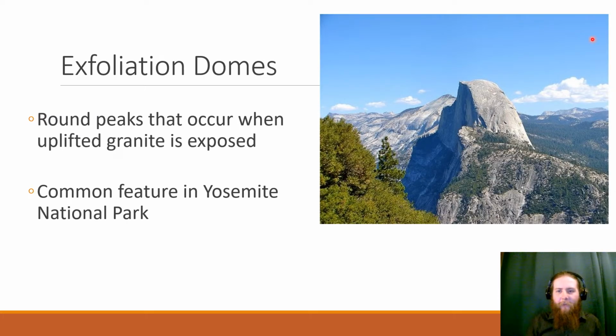We can also get these really cool exfoliation domes. This one's in Yosemite National Park, but these are round domes made of granite that form when the granite is pushed upward and exposed. Now all of this surface area is able to be weathered. Luckily, granite is pretty hard on the Mohs hardness scale, so it weathers fairly slowly.